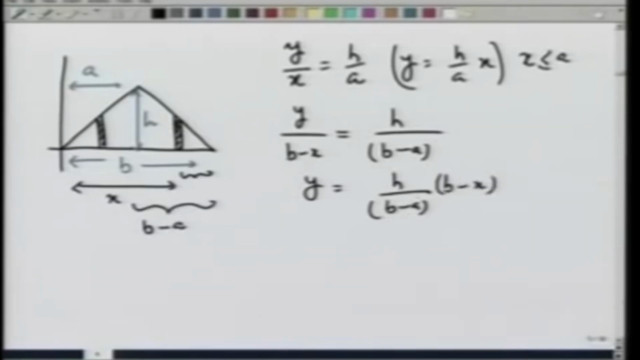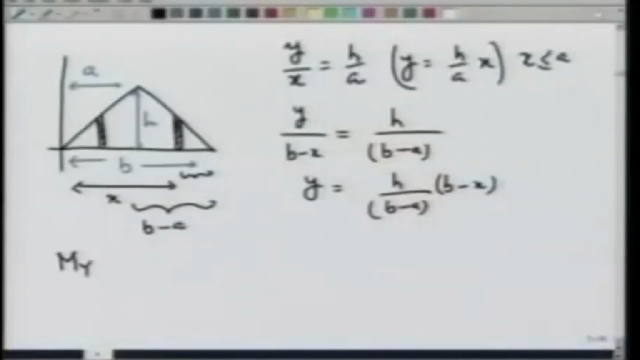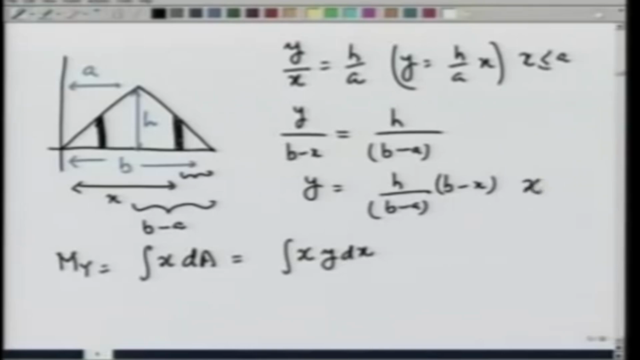Now, I am ready to calculate the moment about the y axis. The moment about the y axis, my is equal to integration x dA, which I am going to write as integration x y dx, where y dx represents the area of this small strip. This I am going to divide into two parts, because behavior of y with respect to x is different for x up to a and for x greater than a. This, by the way, is for x greater than a.